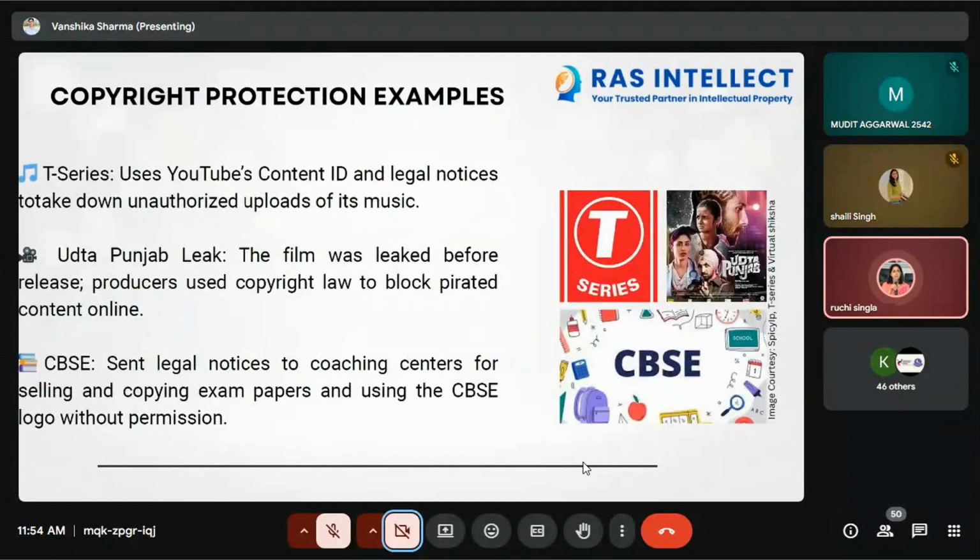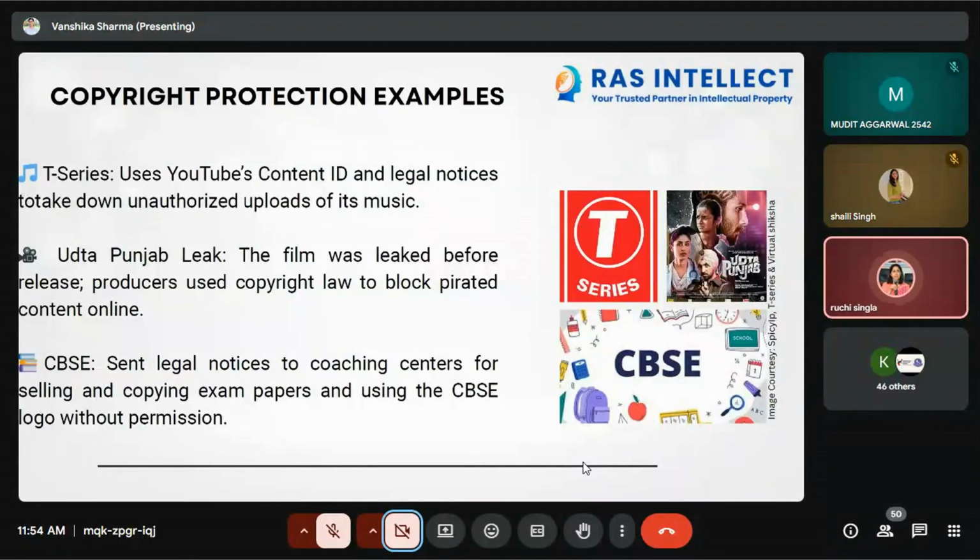So this is an example of copyright protection. I think I'll wrap up by 12:05. 12:05 I'll wrap up. So this is the copyright protection example.